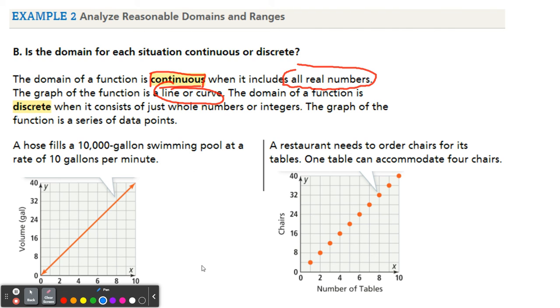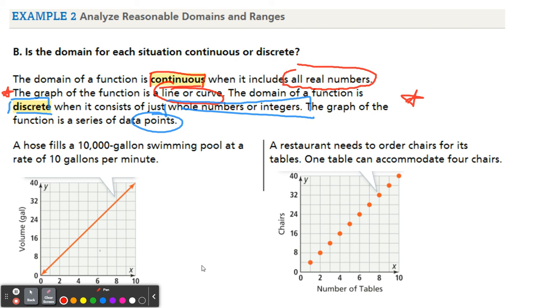For a graph to be discrete, it would consist of just whole numbers or integers. So here, you're not going to include every real number. It's going to be nice numbers, right? And again, here the graph is just a series of points. So it's just a bunch of points. Okay. So if we take a look at each one here, and this is a big deal, right? This idea of discrete versus continuous, right?